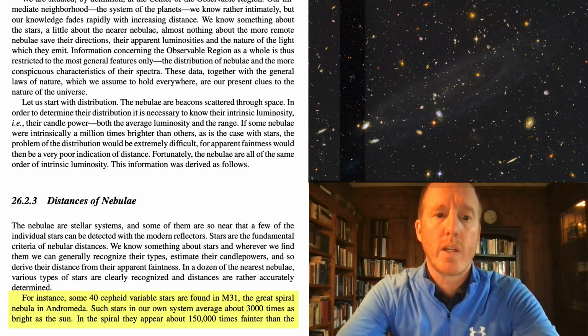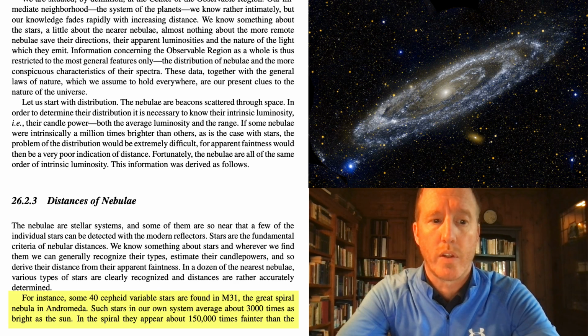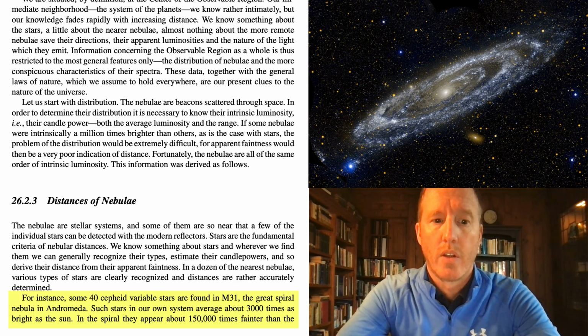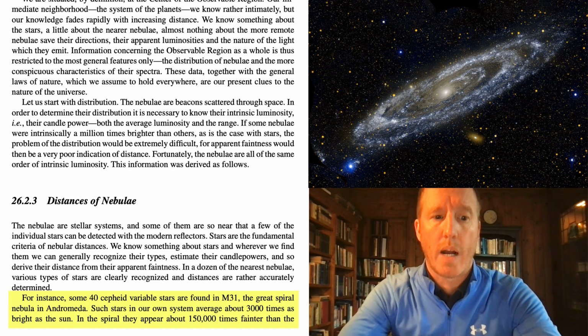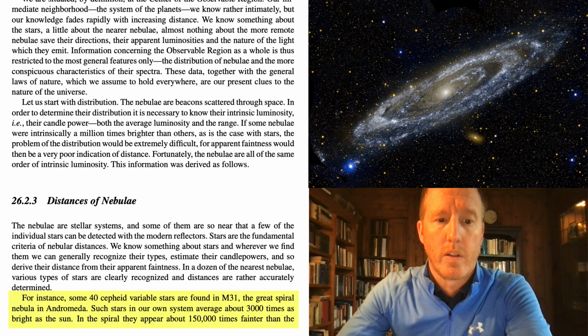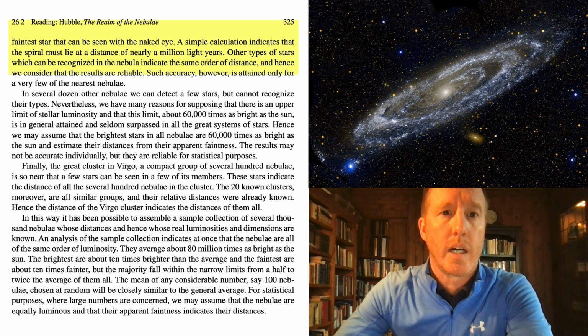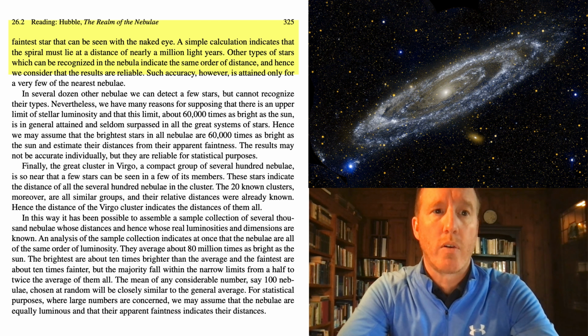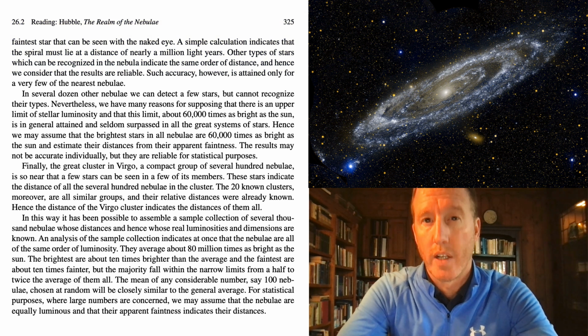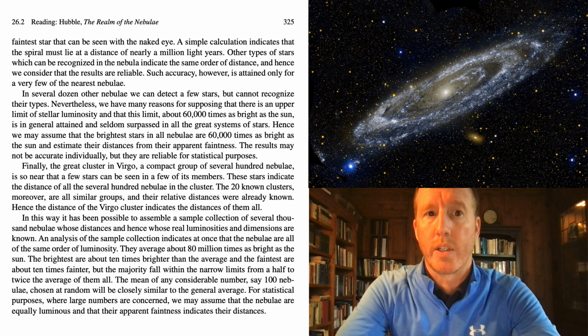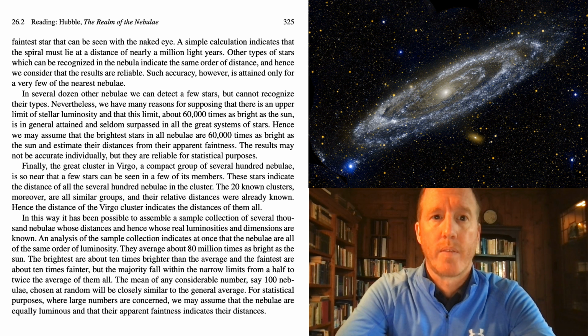For instance, some 40 Cepheid variable stars are found in M31, the great spiral nebula in Andromeda. Such stars in our own system average about 3,000 times as bright as the Sun. In the spiral, they appear about 150,000 times fainter than the faintest star that can be seen with the naked eye. A simple calculation indicates that the spiral must lie at a distance of nearly 1,000,000 light years away from us. Remember, a light year is the distance that light would travel in 1 year. So 1,000,000 light years would be the distance that light would travel in 1,000,000 years. Other types of stars which can be recognized in the nebula indicate the same order of distance, and hence we consider that the results are reliable.